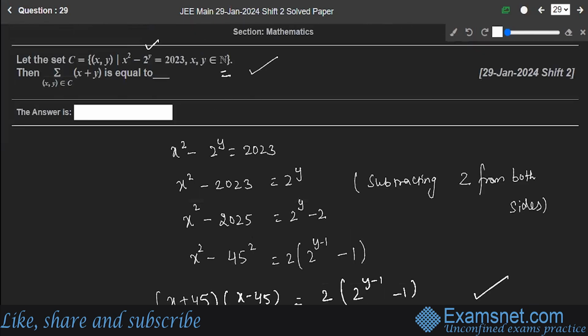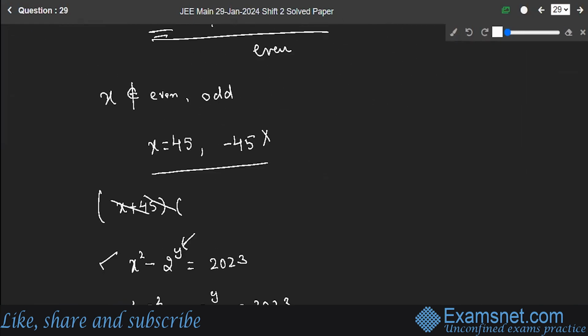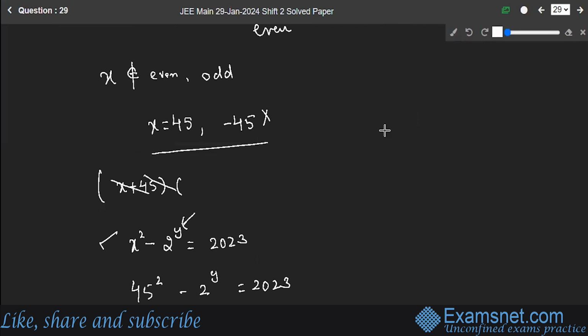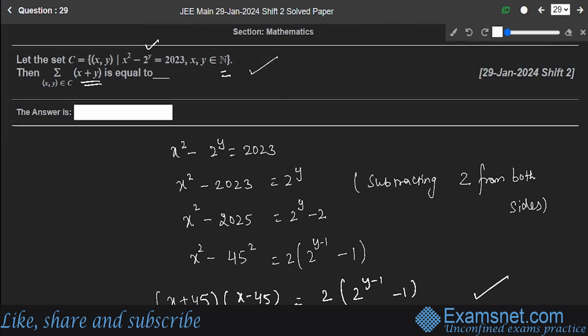What you have to find out from this set, x and y only have one value, that is 45 and 1. So what is x plus y? 46. So this is the answer to the question: 46. Hope you're clear with this. With that, let's move to the last question of the paper.